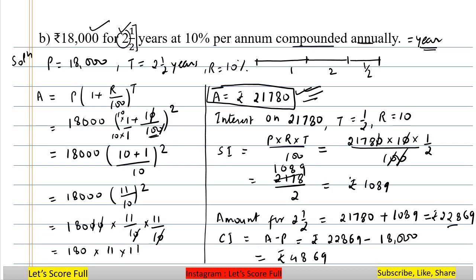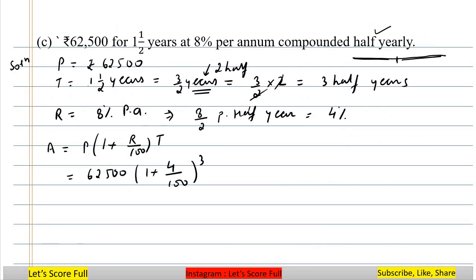But we took 2 years because the compounding period was annually, means per year. But in this question, it is half yearly, so that is why we need to convert that into number of half years. Solve this. 4 ones are 4, 25s are 1 upon 25. Take LCM, means make the denominator equal. So here 25, multiply numerator and denominator by 25.